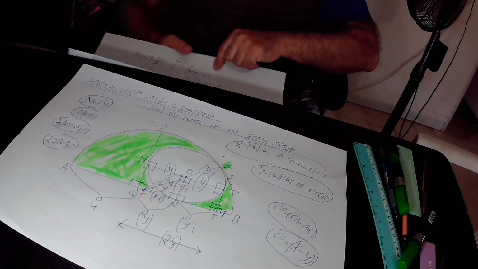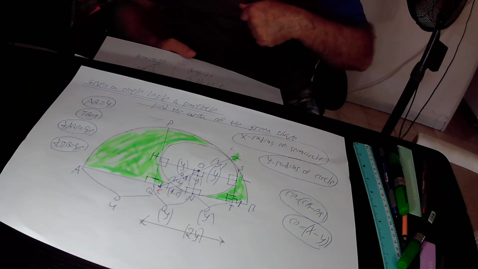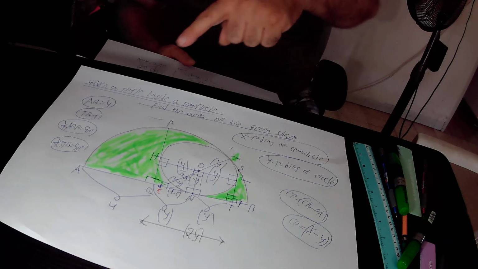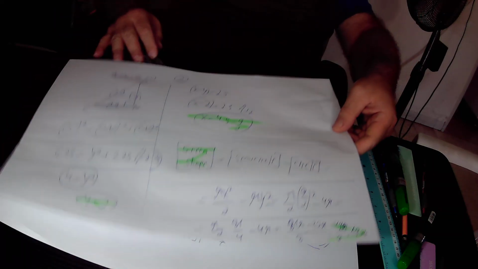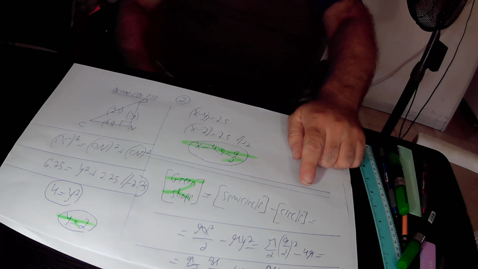Our task is to find out the area of this green shape. So what is the area of the green shape? The area of the green shape equals the area of the big semicircle minus the area of the small circle. Again, the area of the shape in total equals the area of the big semicircle minus the area of the small circle.